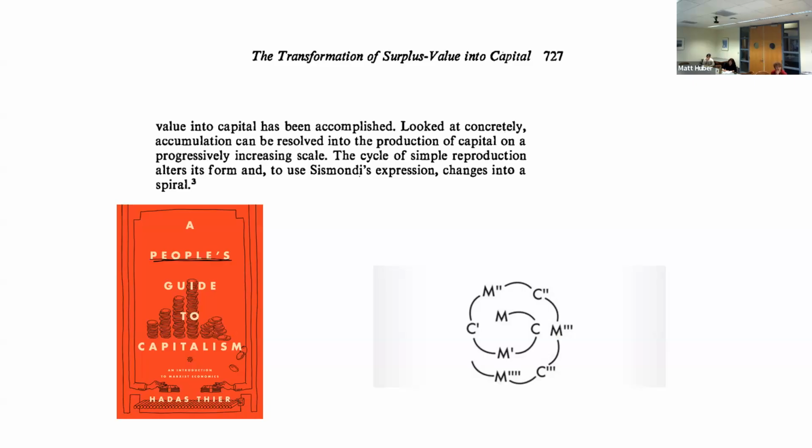But as you can see, M-C-M prime 1, then you reinvest it into M-C-M prime 2, and it goes. And the spiral is to give you a sense that at each level, the scale of operations is getting bigger and bigger and bigger. And that's what accumulation of capital is all about.